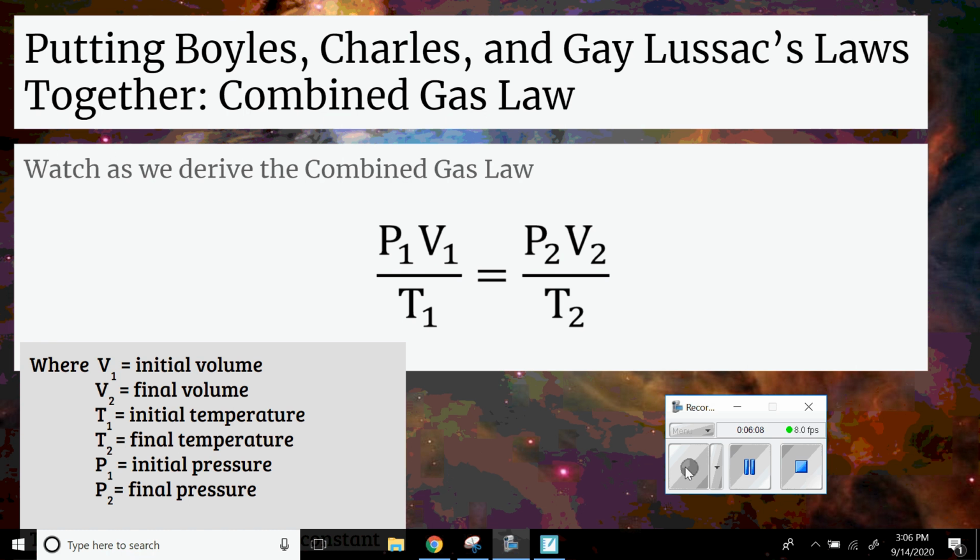All right, here we are with putting them all together. We're going to put together Boyle's, Charles', and Gay-Lussac's laws, and it's going to be called the combined gas law. So watch very carefully how I combine these gas laws together to get the combined gas law.